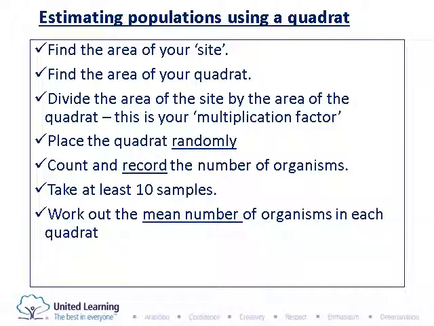What I can then do is I can work out the mean number of organisms in each quadrat. And how do you calculate the mean? Write this down if you don't know. You add together all the values and you divide them by the number of values that you have. So in this instance, I would divide it by 10.